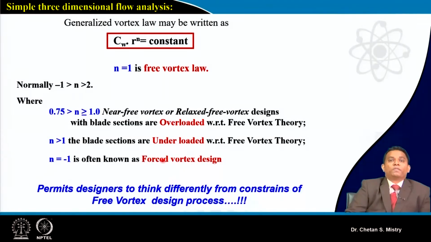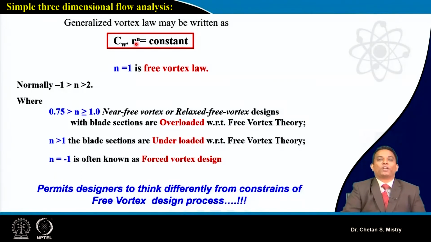Now, what we have discussed is my free vortex formulation. So let me rewrite the equation. For a more generalized vortex flow, we can write Cw into r to the power n equal to constant. I am just replacing r by r to the power n. If I put n equal to 1, that gives what we call a free vortex design.